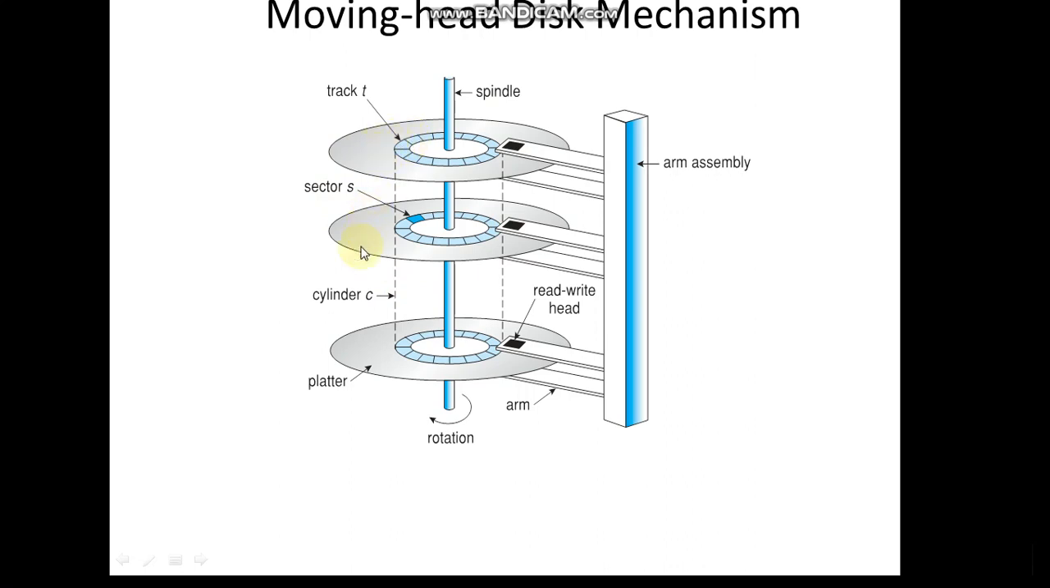This is track 1, track 2, track 3. In each individual track you have a number of sectors. So this entire structure is attached to the arm. This arm is holding like this. This is the head, the arm head, through which it does the read-write operation. So we call it the read-write head, and this entire structure is attached to an arm assembly.